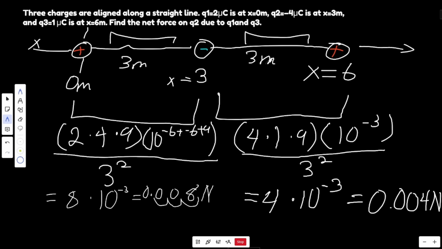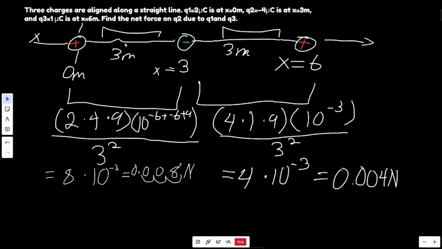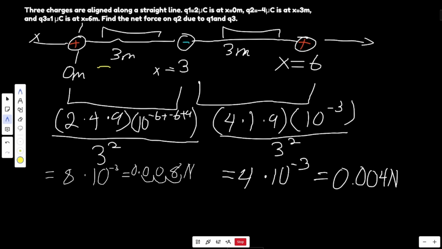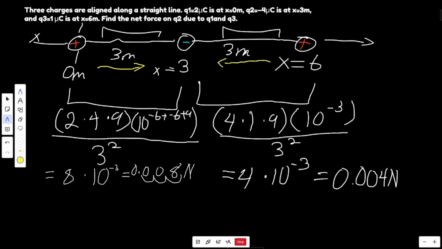Now, what do we do with these two numbers? This is when we start assigning directions. So, like we said earlier, positive goes to negative. So the left side, this charge, Q1, would be going towards the right, because the positive is going to the negative. Now, how about on the right side? The negative won't go to the positive, rather the positive goes to the negative. So this side is going to the left.